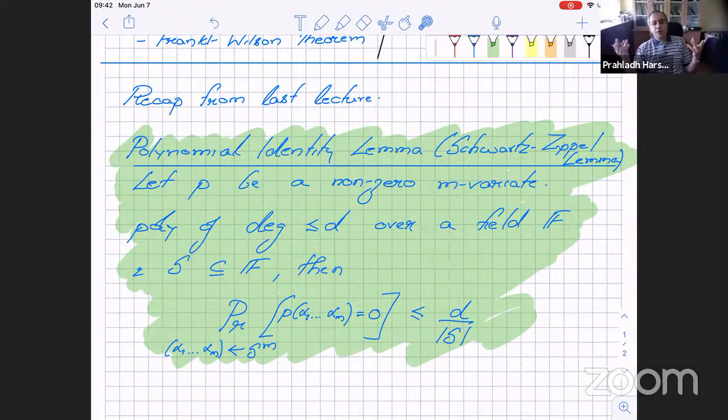We wanted to consider an extension of this to the multivariate case. You can't say it has at most D roots, since a multivariate polynomial can have potentially infinitely many roots. But what we can do is look at this format. Let P be a polynomial of degree at most D. Similar to the univariate setting, the degree is now the total degree of the polynomial. It's an m-variate polynomial.